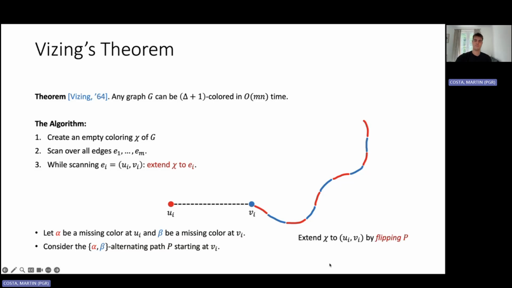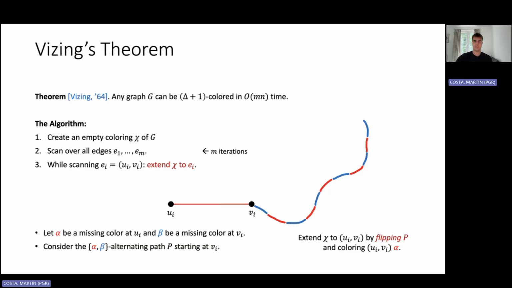We can then extend the coloring to this edge u_i v_i by first flipping the colors of this path, meaning that all of the red edges go to blue and all of the blue edges go to red. After performing this operation, the color red will now be missing at the vertex v_i. So this color red is now missing at both of these endpoints. We can simply color this edge red, and we've successfully extended the coloring to this edge while maintaining the property that the edge coloring is proper, so that no two edges with the same endpoint have the same color.